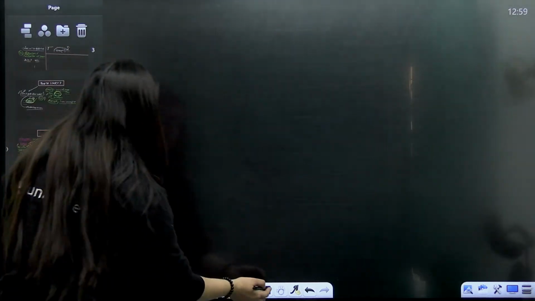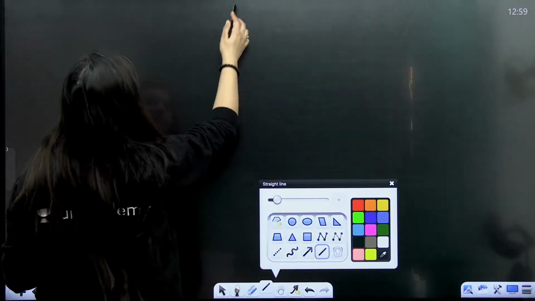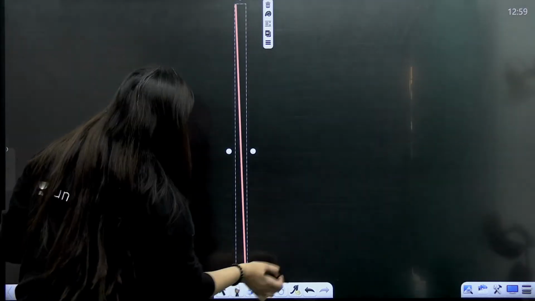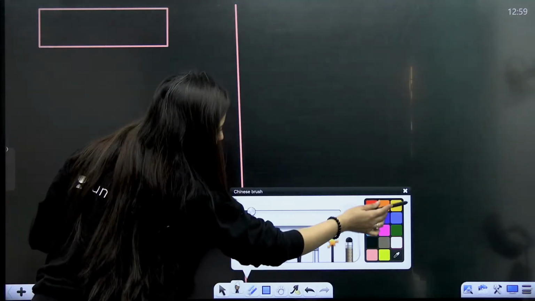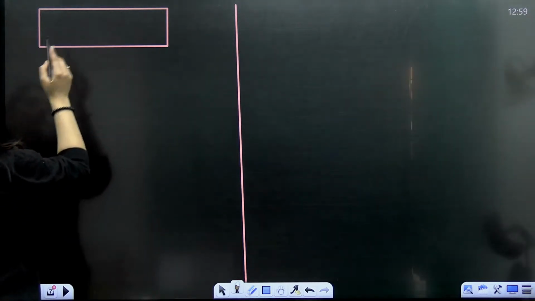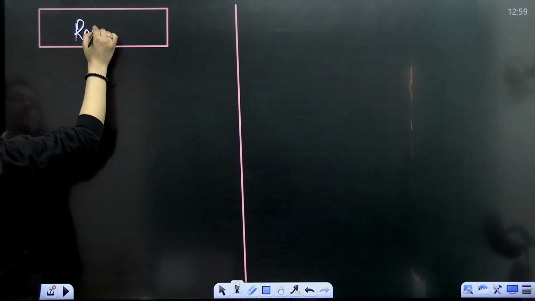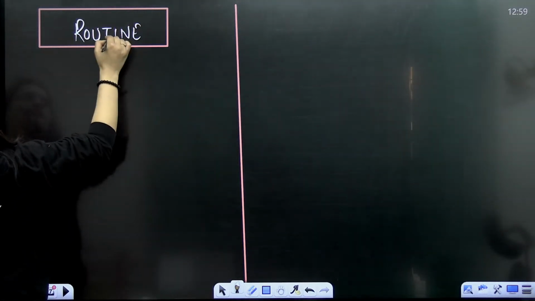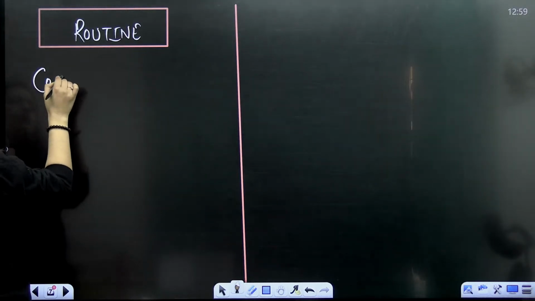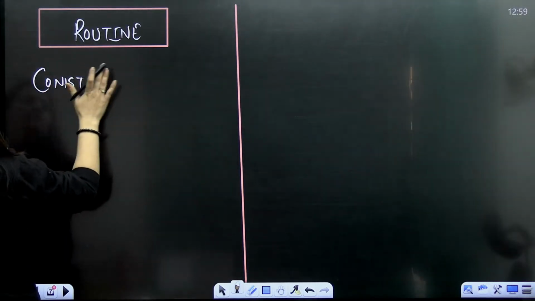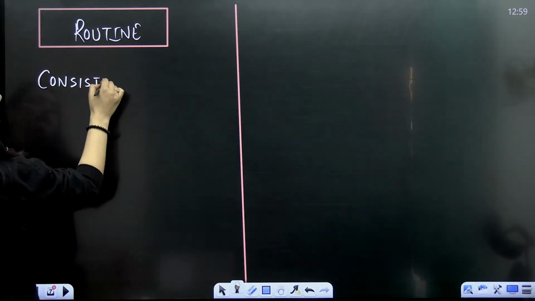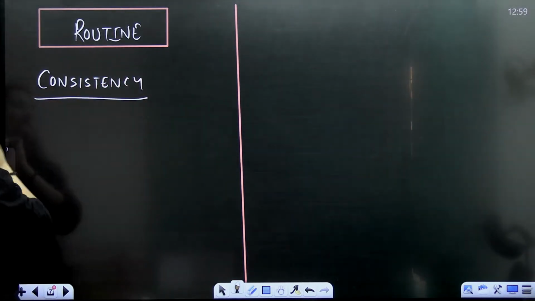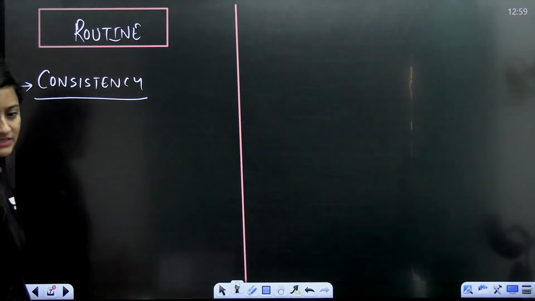Now, let's talk about the timetable and the other aspects that you have to take care of while starting your preparation. If I have to tell you the routine, these are the words that you can write on a paper and stick on the walls. Consistency. This is something that you need to understand.